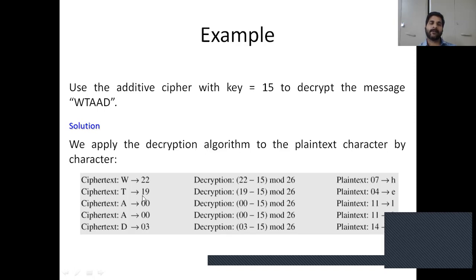Similarly, T location 19, decrypt 19 minus 15 mod 26, plain text 4, equal to E. A equals 0, decrypt 0 minus 15 mod 26 equal to 11, that is L, and again A converts to L. D has index value 3, so decryption is 3 minus 15 mod 26 equal to 14, and the value 14 is O. After decryption, the ciphertext is converted back to the original message, like that: hello.